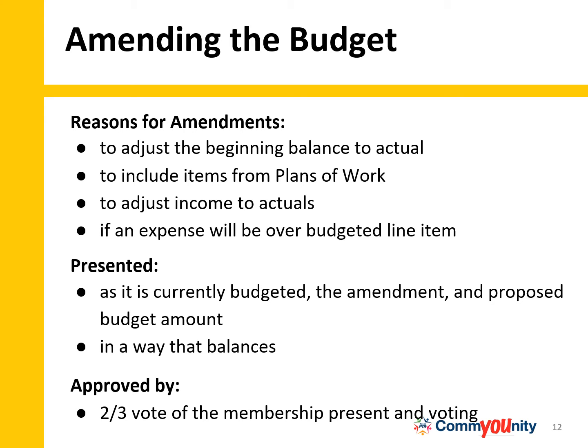Each amendment is presented as it is currently budgeted and as the proposed amendment. For example, if you would like to increase the current reflections expense line by $50, you would propose increasing the reflections expense of $300 by $50 to $350. Remember, amendments to any line item will require an adjustment to another line item or to the carry-forward balance. Amendments require a 2/3 vote of the membership for approval.